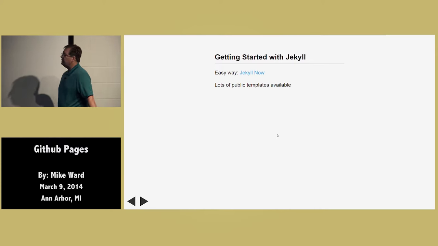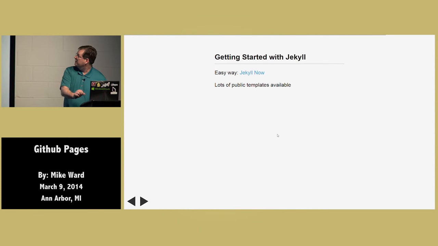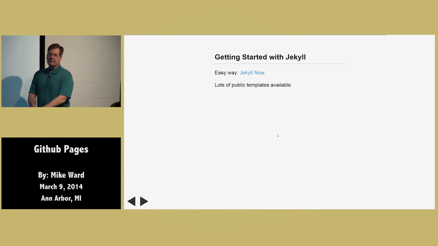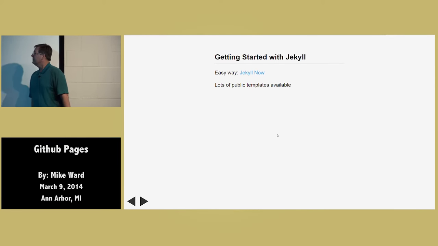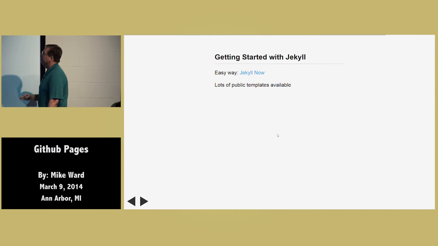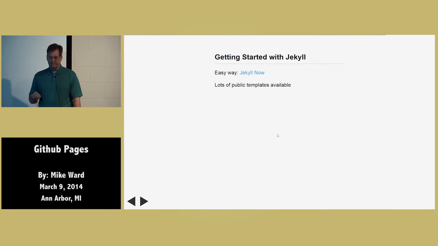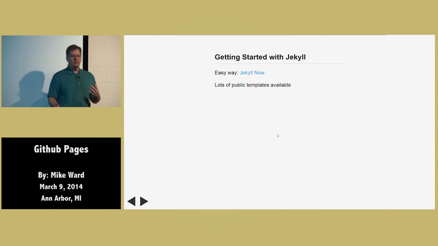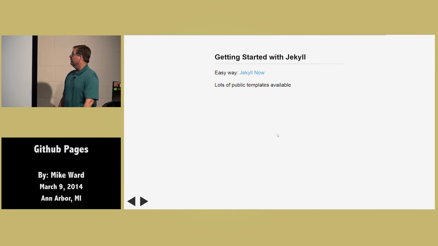The easiest way to get started with Jekyll is to just go to the Jekyll Now repository. It's a GitHub repository. Clone it. It's bare bones, not much styling or anything, but it's the easiest way to just get scaffolding. It's like the Yeoman of GitHub Pages, so to speak. There are tons of public templates available. You just look for Jekyll templates, and you'll find at least 100 different templates for whatever style of website and styling you want, or you can roll your own like I did.